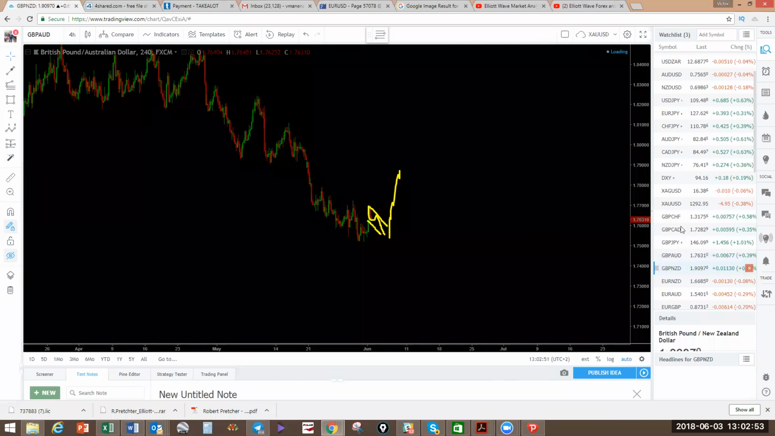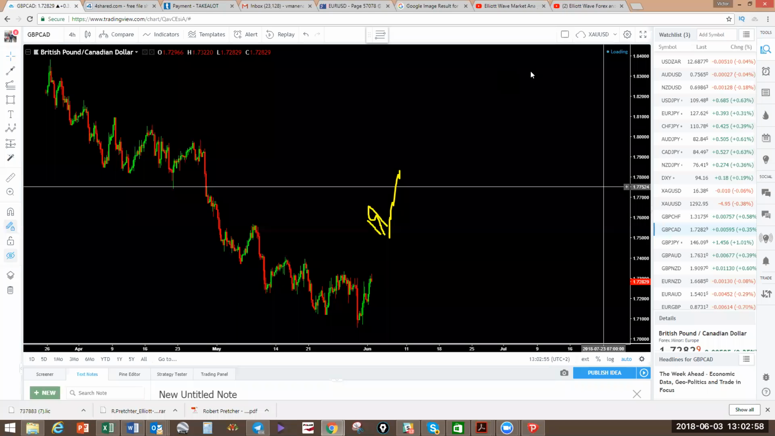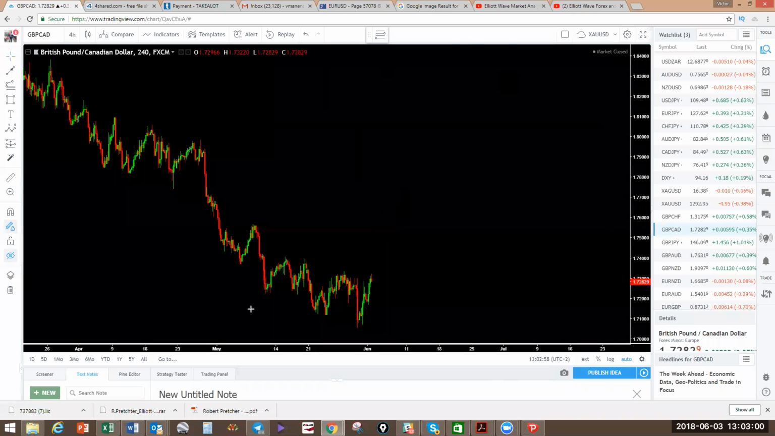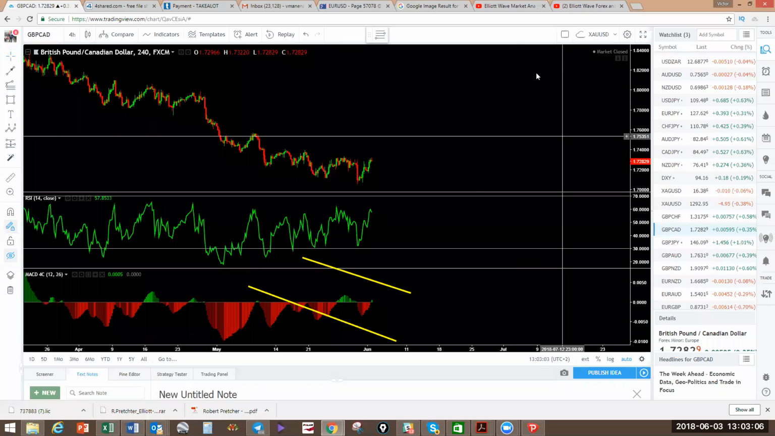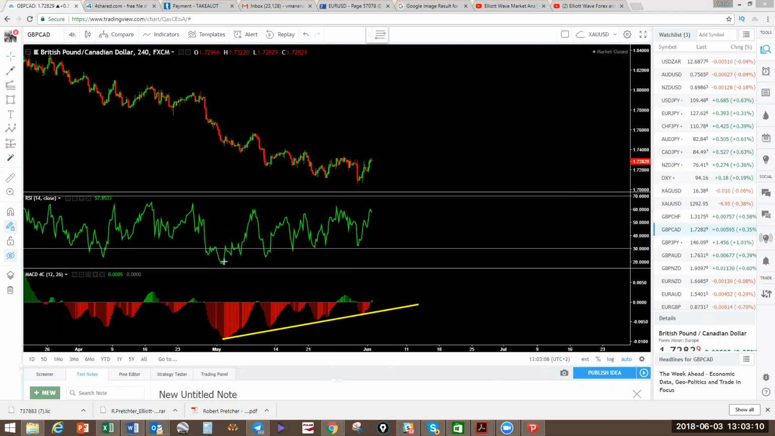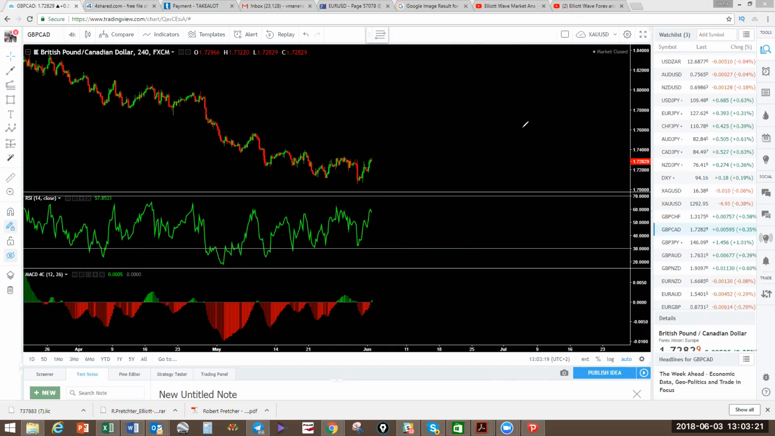Okay. Let's look at pound CAD now. Clear relationship between that pound CAD as well. You're looking at this V pattern. All the pound pairs have got this pattern currently, and that pattern comes with strong divergence. Let's look at that divergence. You see it on the RSI and the MACD. See here, very clear divergence on the RSI. Okay, but remember, that is just for a pullback. Okay, but that pullback can be very tradable if you get a nice correction like that.